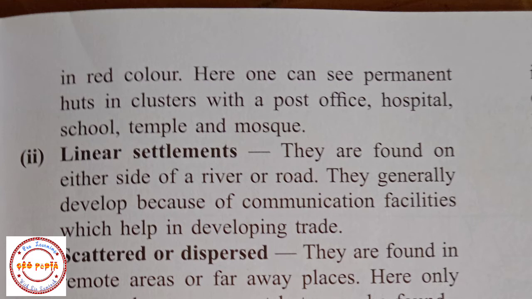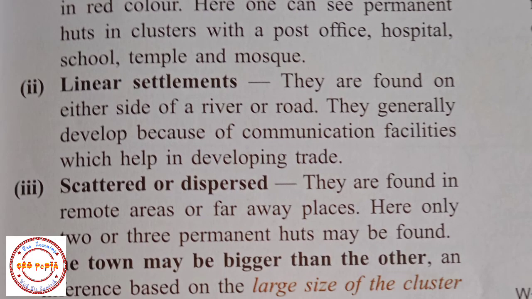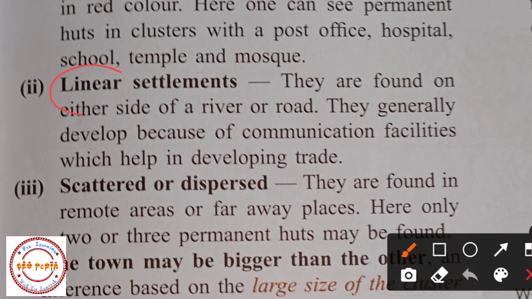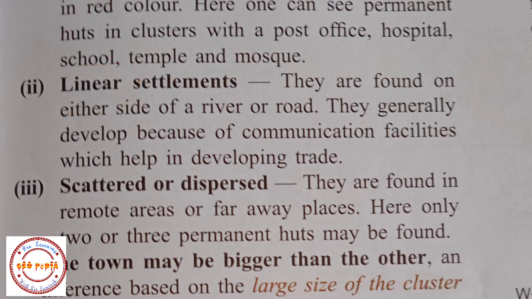So students, next we have the second type of settlement, that is linear settlements. They are found on either side of a river or road. They generally develop because of communication facilities, which help in developing trade. Linear, students, the word linear means line. So it is a line type of settlement. This type of settlement can be found on either side of a river or a road.